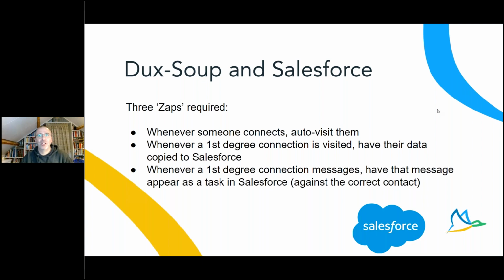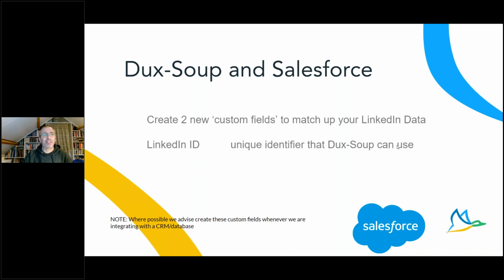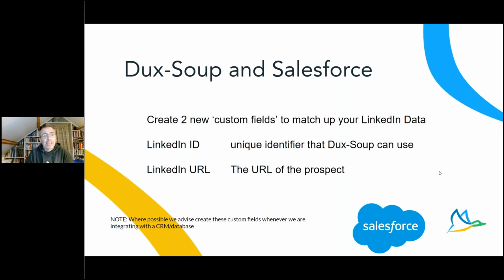again, of course, against that correct contact. Now, there are two custom fields which we're going to create as part of this, and it's a very, very simple process. Again, it's documented in our blog posts. Note, where possible, we advise creating these custom fields whenever you're integrating with a CRM or database. So we're going to create two custom fields to match up with your LinkedIn data. It's a LinkedIn ID, which is a unique identifier from LinkedIn that we can use, and then the LinkedIn URL, and that's the URL of the prospect.